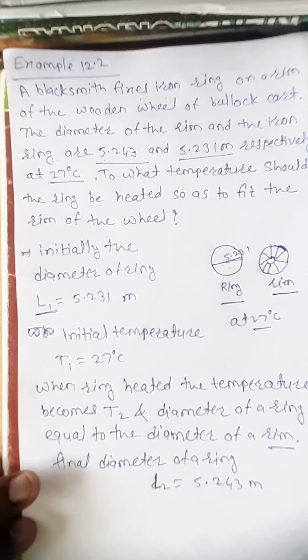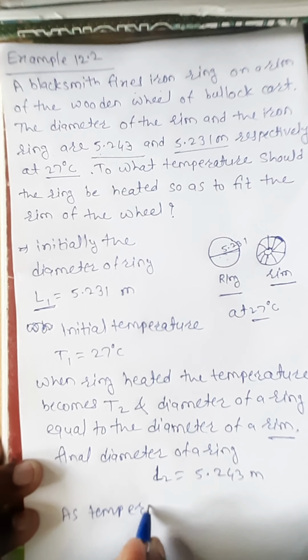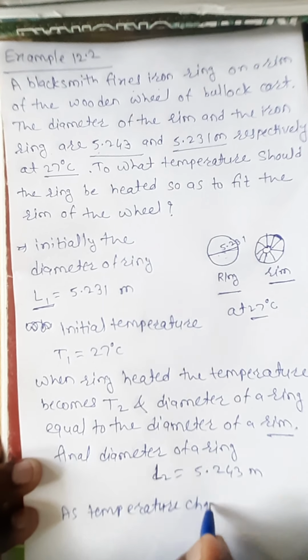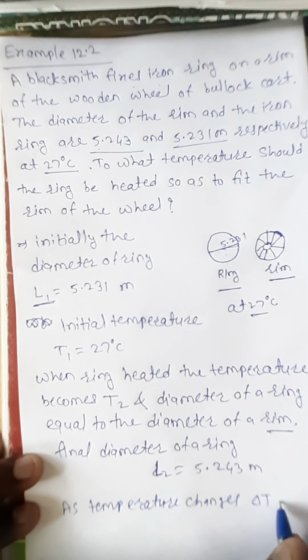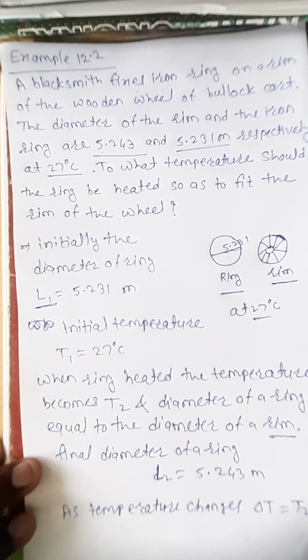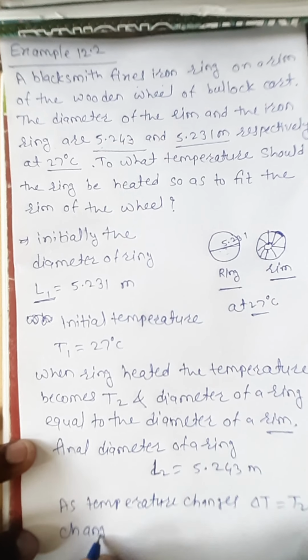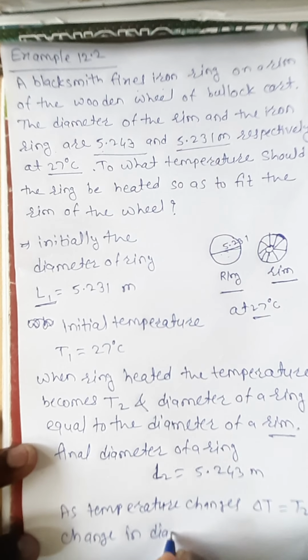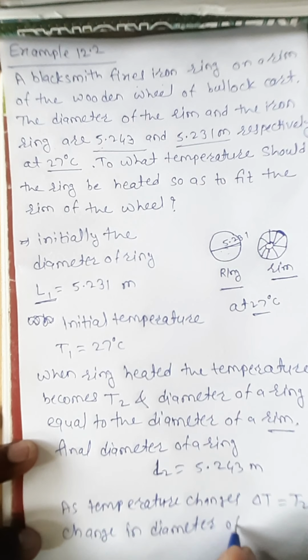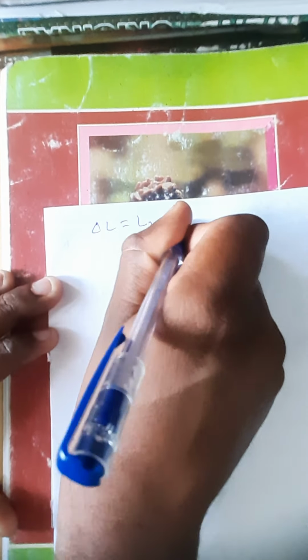Okay, then as temperature changes, delta T is equal to the final temperature minus the initial temperature, that is T2 minus T1. Okay, the change in diameter of the ring is delta L, which is equal to L2 minus L1.